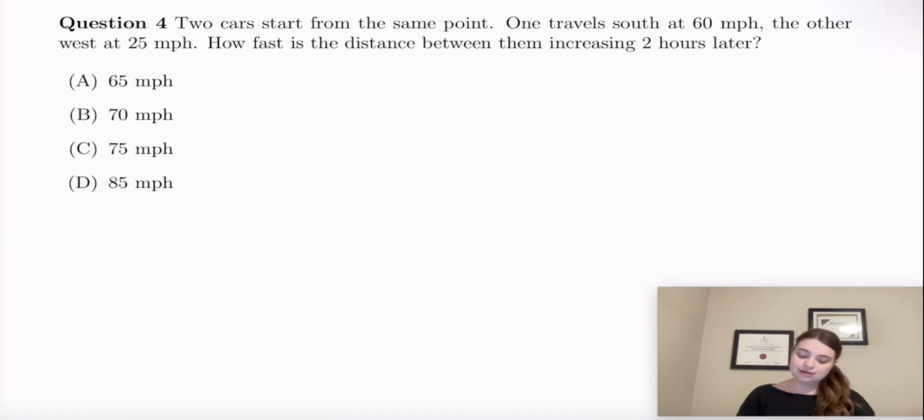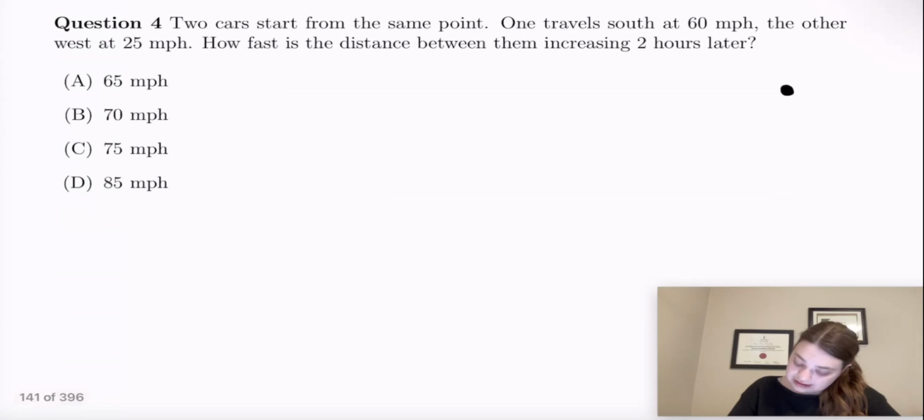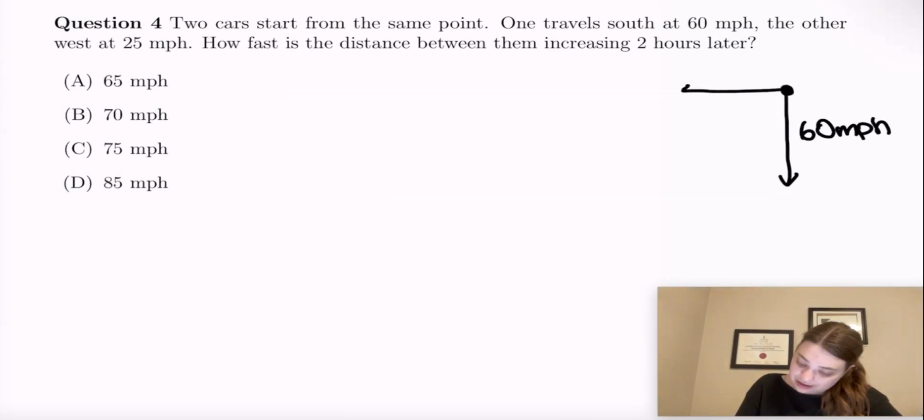It says two cars start from the same point. One travels south at 60 miles per hour, the other west at 25 miles per hour. Okay, so I'm going to first just draw a picture to illustrate what's going on here. So let's say that this is the same point that the cars left from. One travels downward, south, at 60 miles per hour. And then the other one travels west at 25 miles per hour.